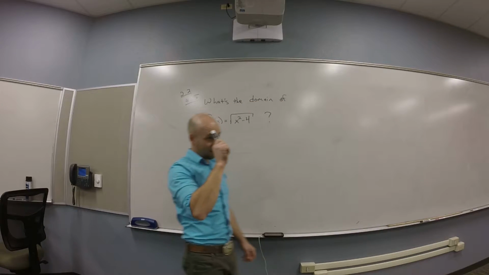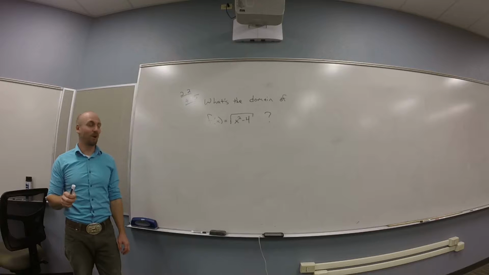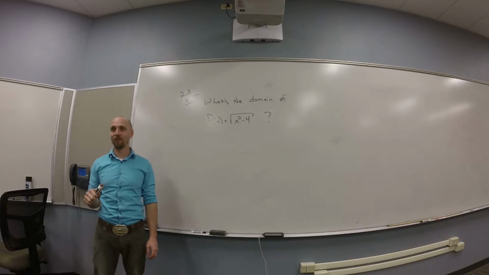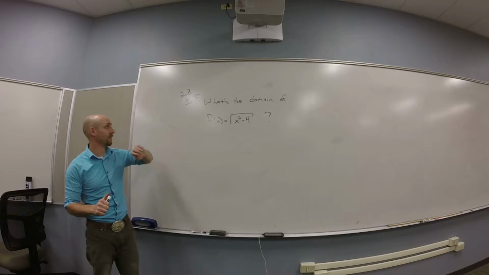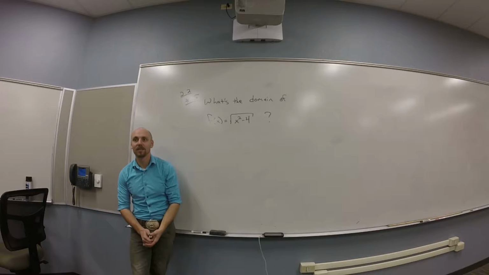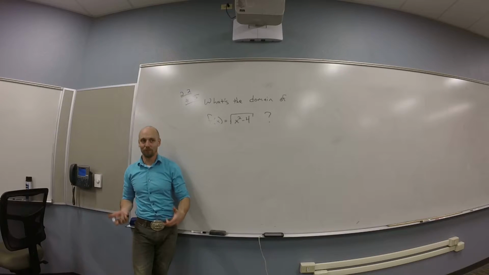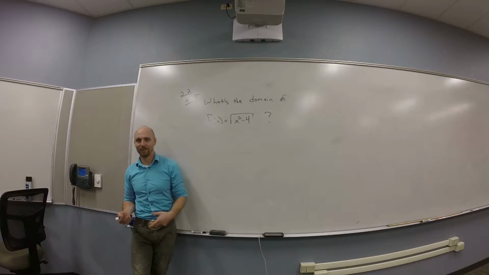Okay, so here's your recall prompt for section 2.2. I'm just going to do number 15, which says, what's the domain of the function f of x is the square root of x squared minus 4? So it has to be above 0, is that correct? Good, cool. So the things I want you to recall that you're forbidden to do, right?